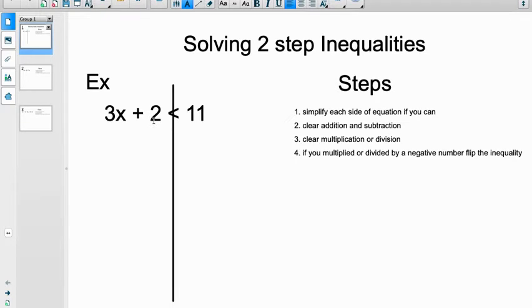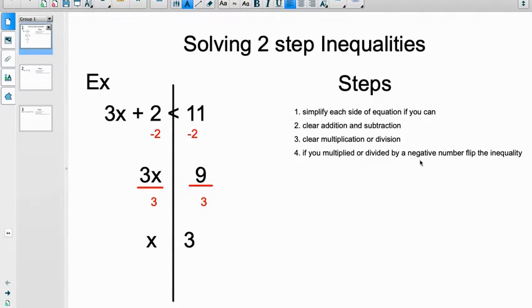So it's 3x plus 2. To get rid of plus 2, we subtract 2. What we do to one side, we have to do to the other. Once we subtract 2 on both sides, we're left with 3x on the left side and 9 on the right side. Then we need to clear multiplication or division. So we need to divide both sides by 3 to get x by itself. When we do that, we get x on the left side and 3 on the other side.